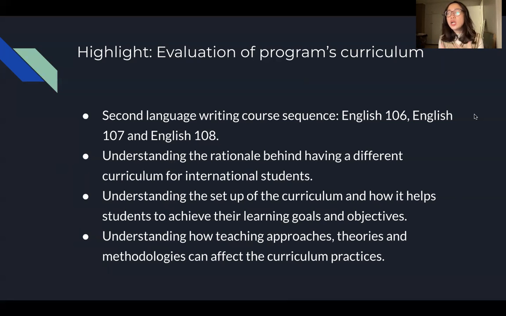Because these assignments follow a genre-based approach to teaching writing, and all second language writing courses essentially have a similar set of assignments, the students still have access to the same materials for their learning process. So the program also provides the faculty with templates and activities that can guide the use of these assignments in the classroom.